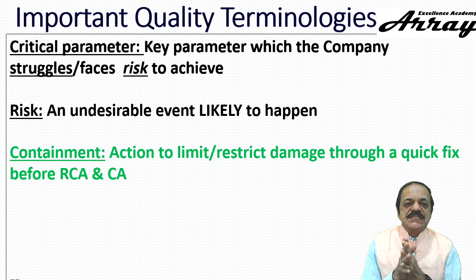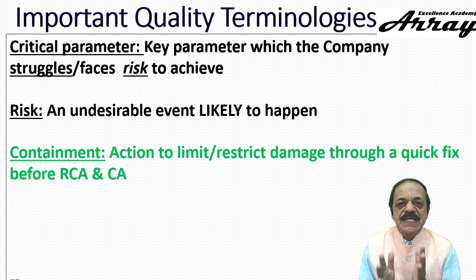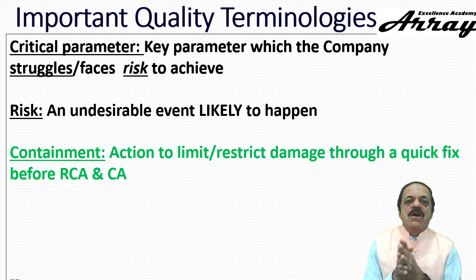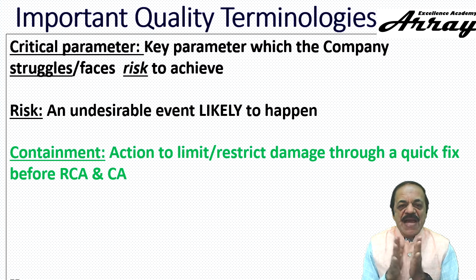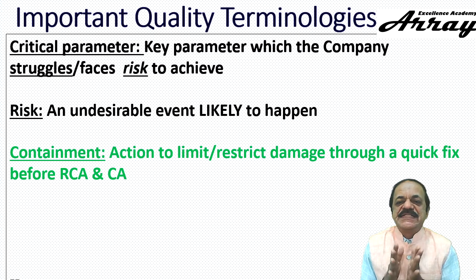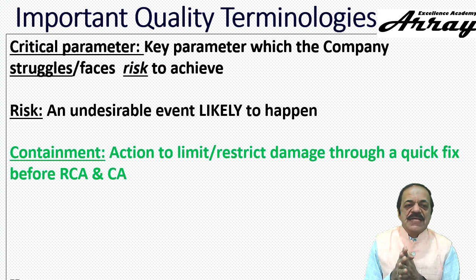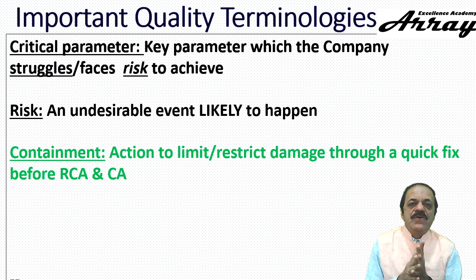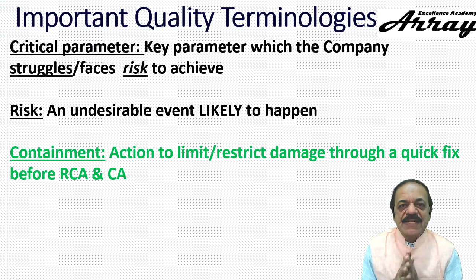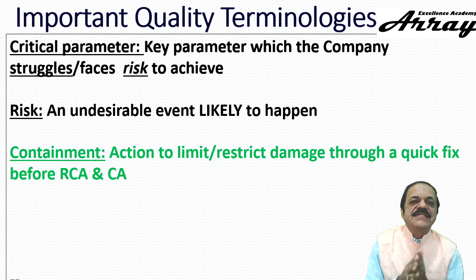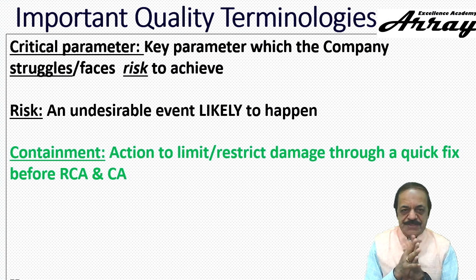generally it is asked as a number one approach towards handling the non-conformance or a defect. Action to limit or restrict damage through a quick fix is called as containment. What is containment? The action to limit or restrict the damage of any non-conformance or defect through a quick fix before root cause analysis is done and corrective actions are taken. RCA and CVA I will explain later.